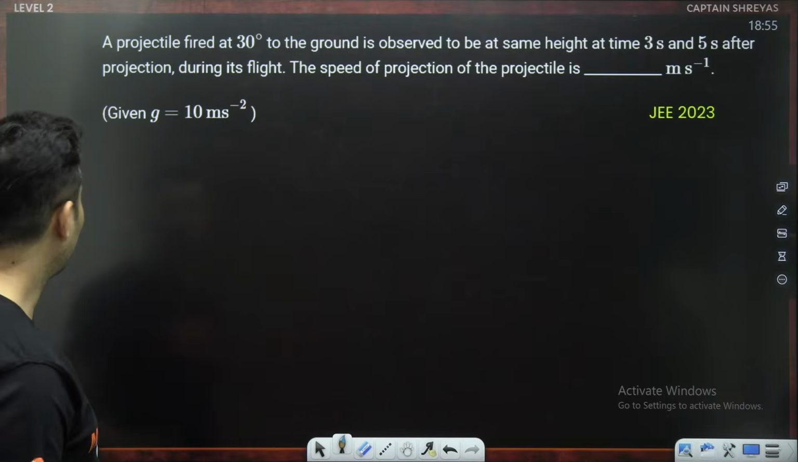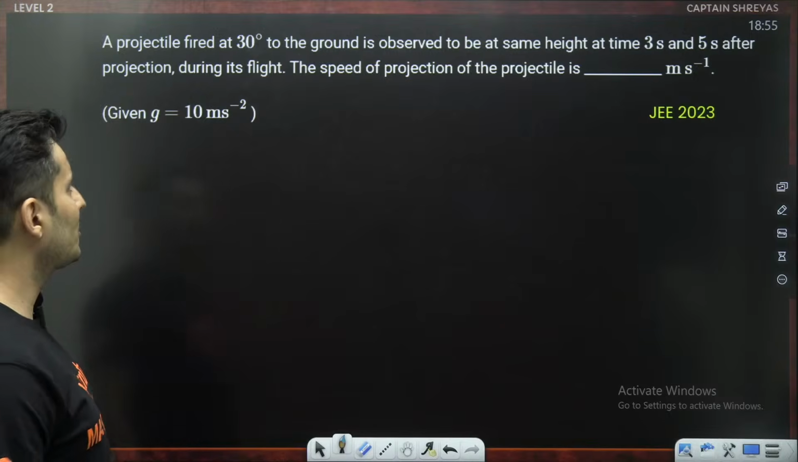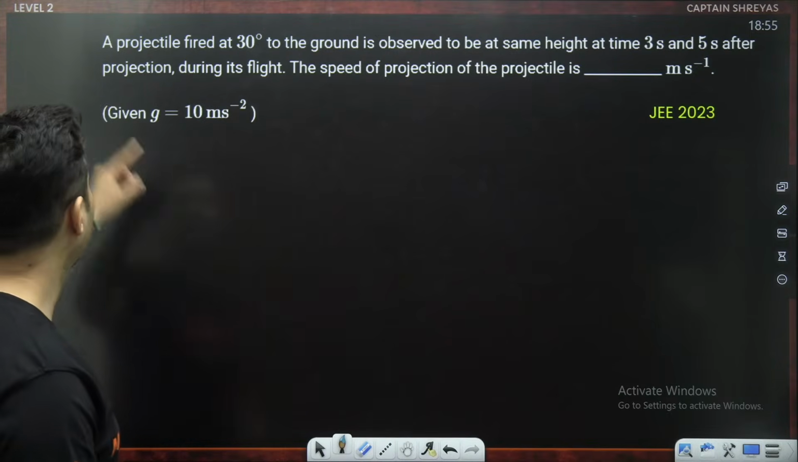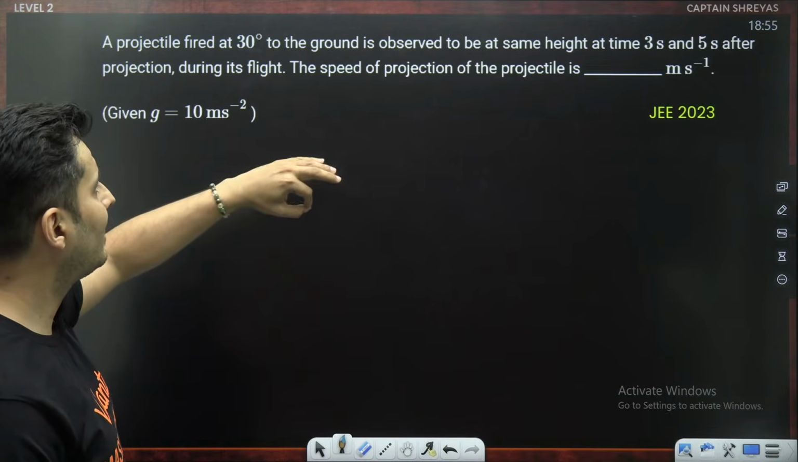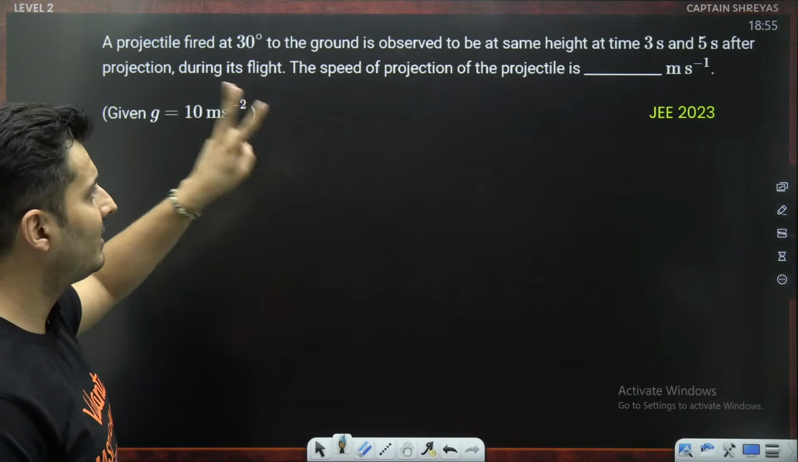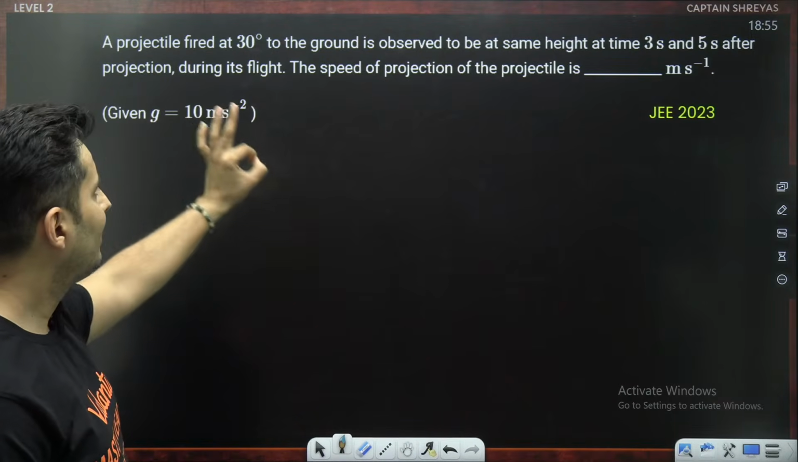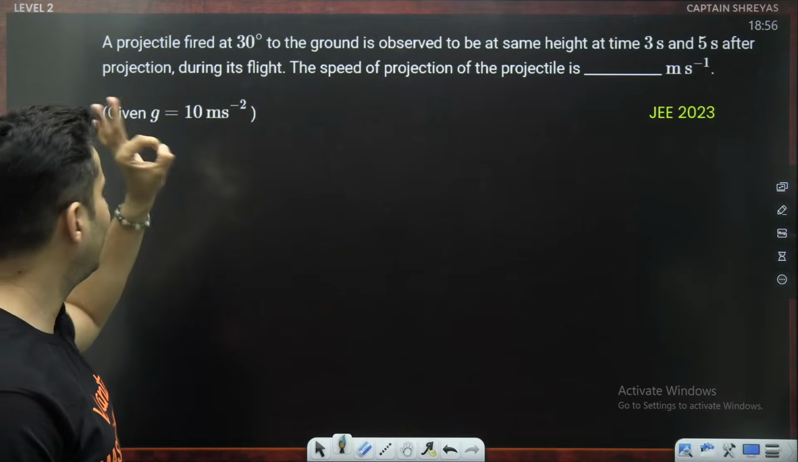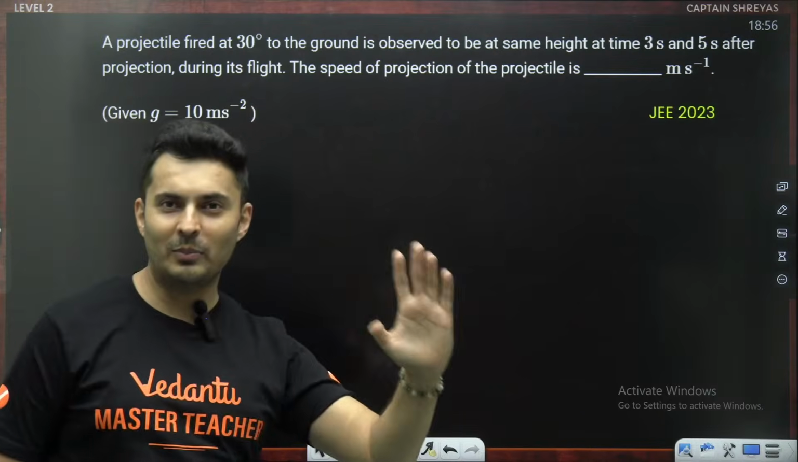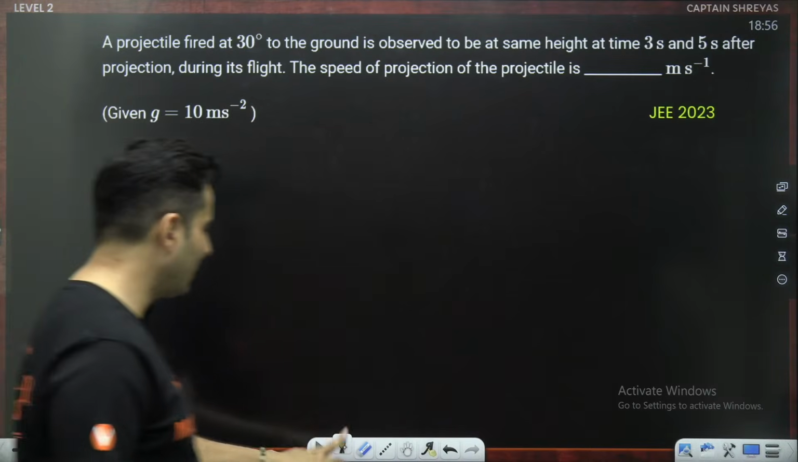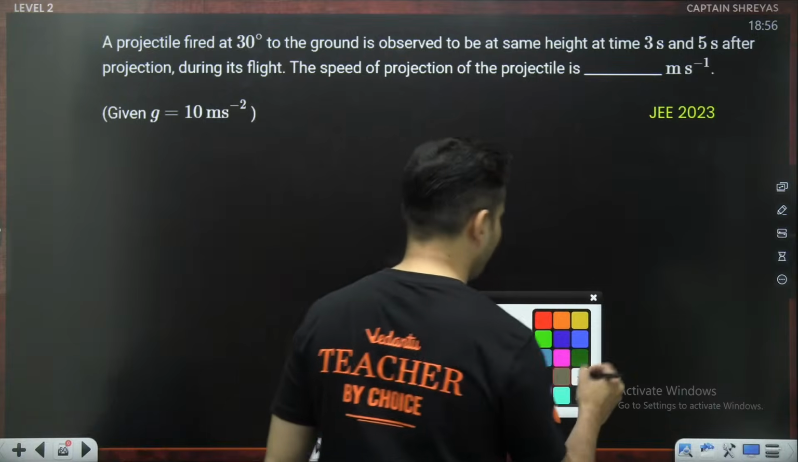This was a very interesting problem which I had seen. I just remembered and thought of doing it. Let's do the next question. This was asked in JEE 2023. A projectile is fired at 30 degree. It is at the same height at 3 seconds and 5 seconds. The speed of the projectile is how much? This was one of the brilliant questions. There is a small trick, I believe, in this question.